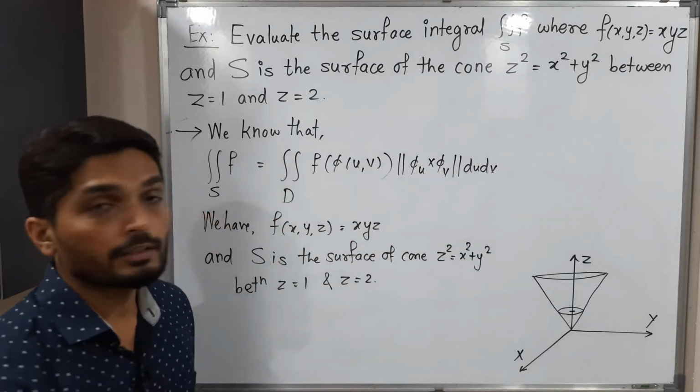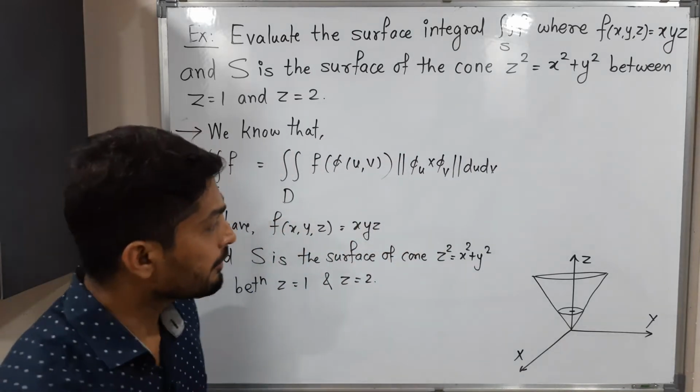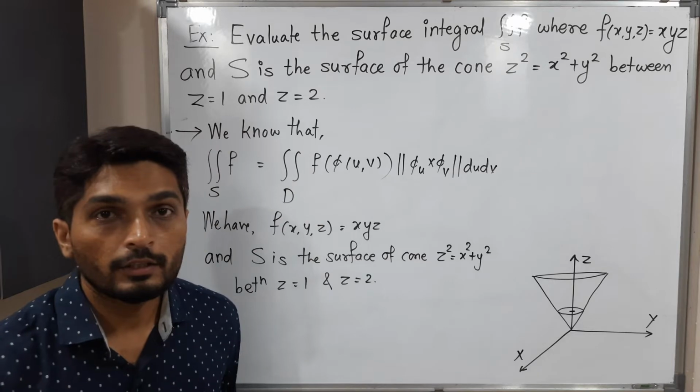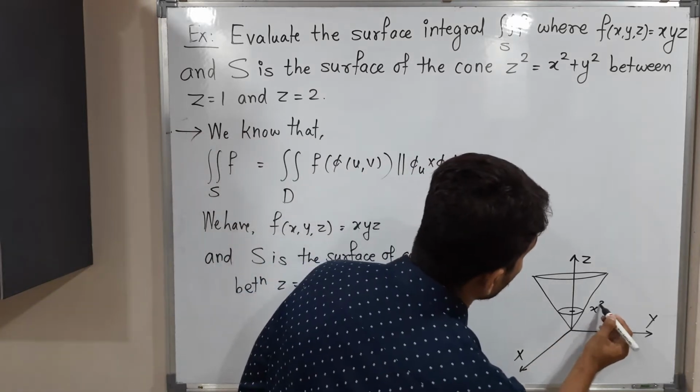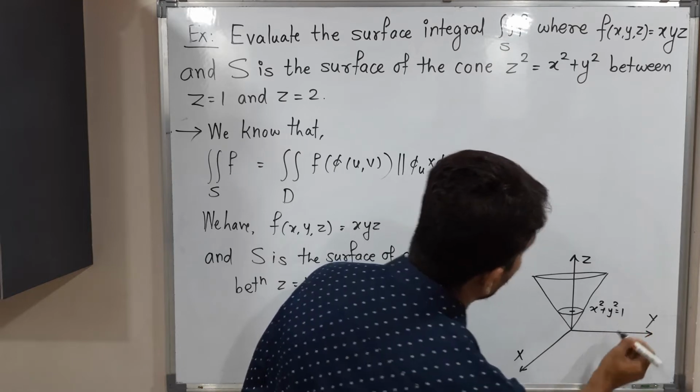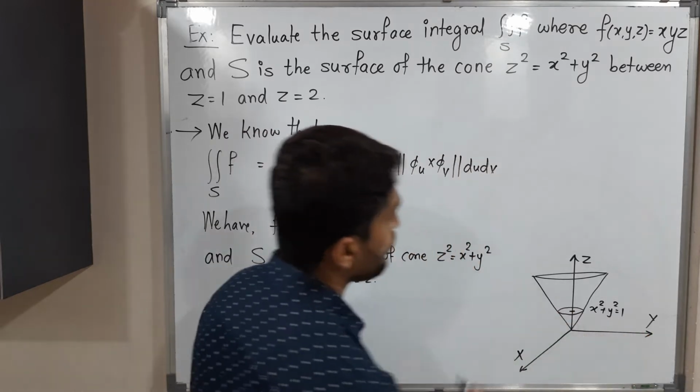That equation also you can easily find. If I put z is equal to 1 here, we will have the equation x square plus y square is equal to 1. So this is the equation of this small circle.